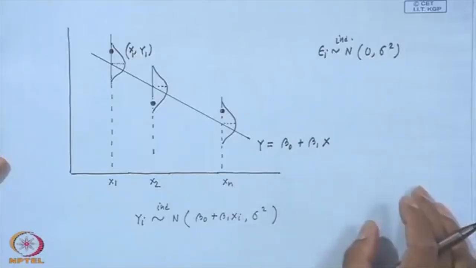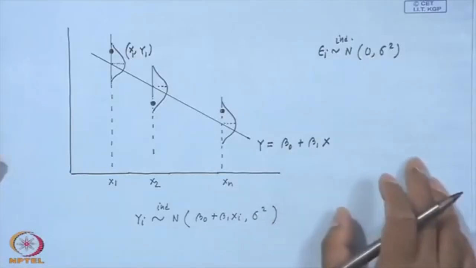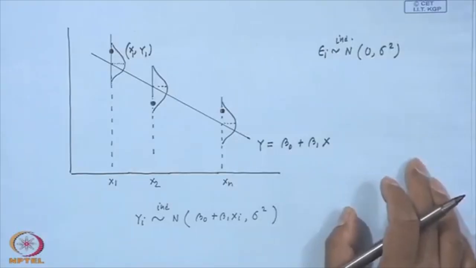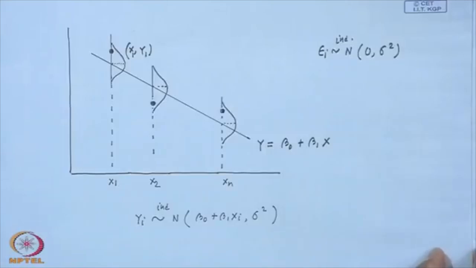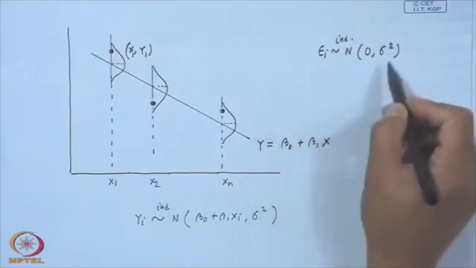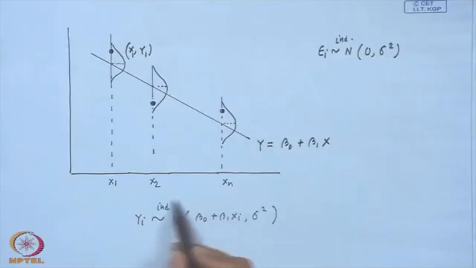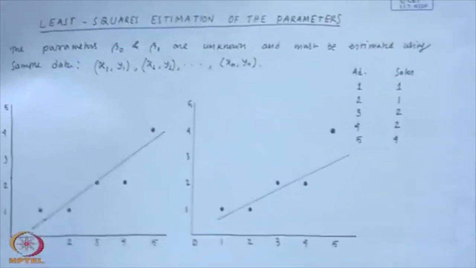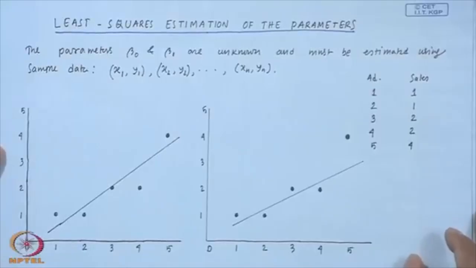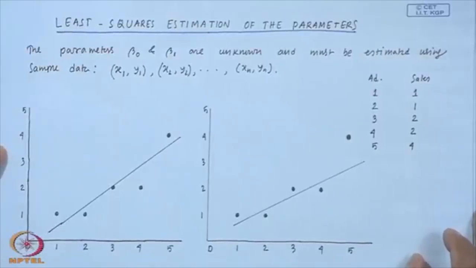It is necessary that you understand this part, the basic assumptions we made. Assuming this means you are assuming that the response variable follows a normal distribution and the ith observation is coming from the normal distribution with mean beta naught plus beta 1 x i and constant variance sigma square. So next we will move to least square estimation of the parameters.